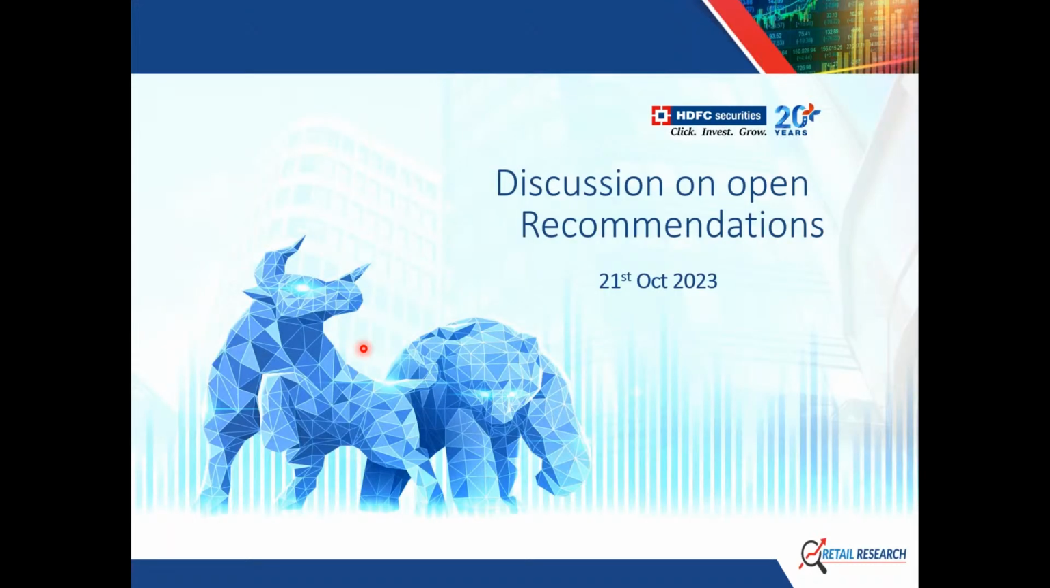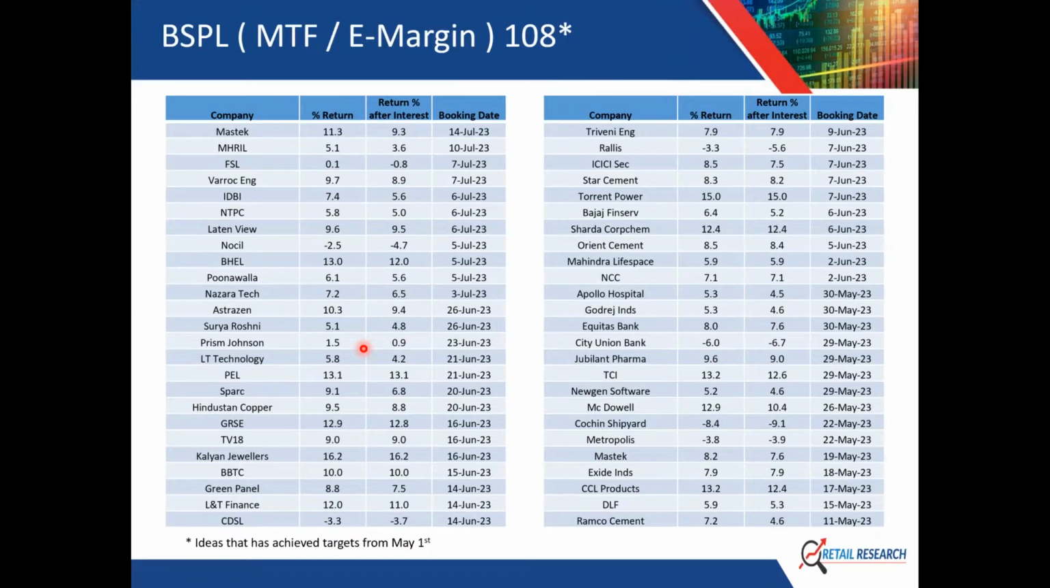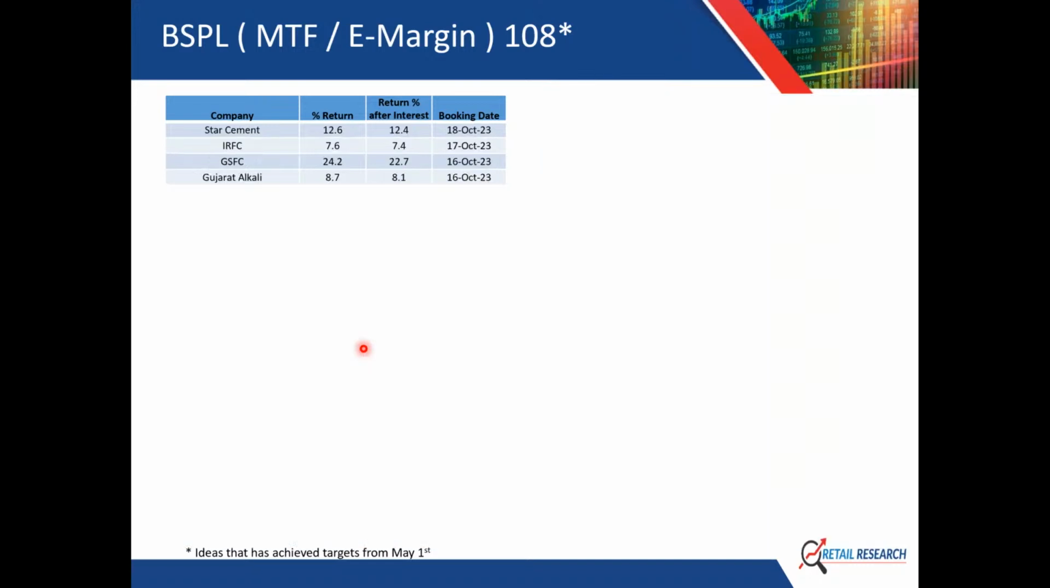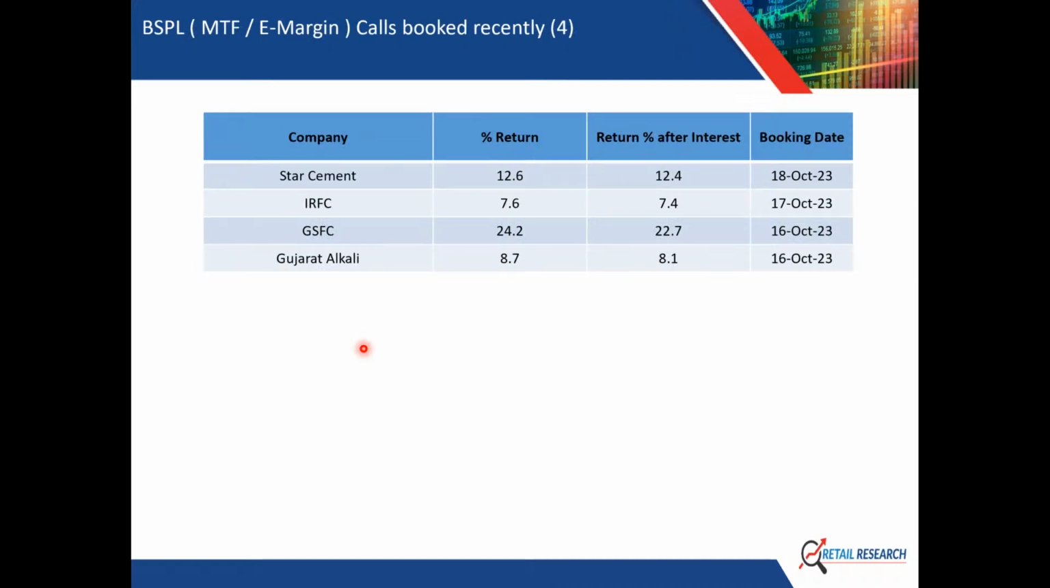Now I go to the second portion of my presentation, the discussion on open recommendations. From 1st of May, since we started putting this slide on the weekly or fortnightly webinar, we have already issued more than 108 recommendations which have been booked. Recently, GSFC, Gujarat Alkali, IRFC, and Star Cement we have booked. And as you can see, fantastic returns of 22%, 12%, and around 7 to 8% after interest rate you have been able to generate.